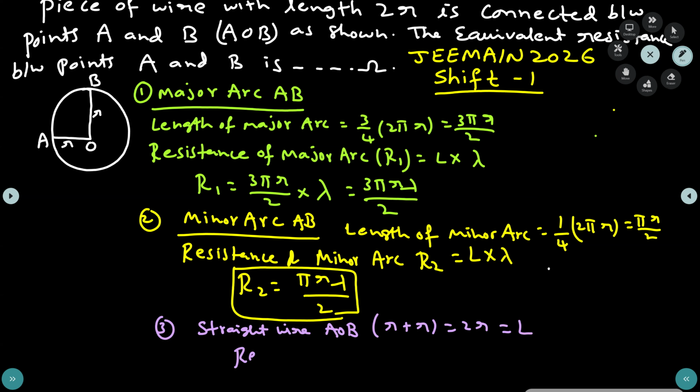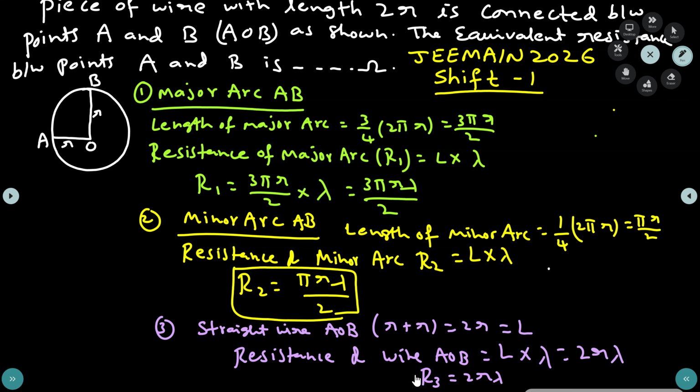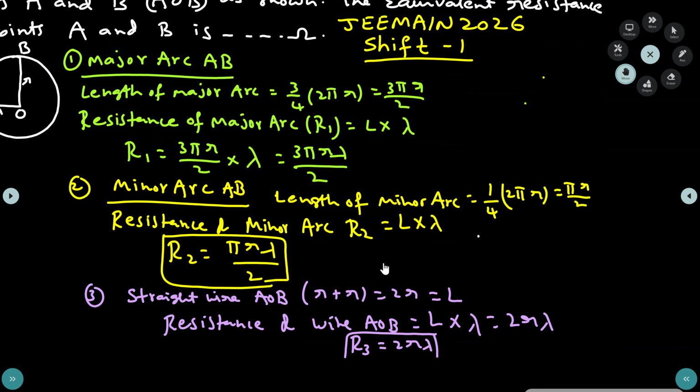Again, the resistance of the AOB path is equal to length into lambda, which is 2r lambda. You can take it as R3. The resistance of the wire in the third case, R3, is equal to 2r lambda. Here clearly you can observe one thing: these three different paths are between A and B only. All three cases are connected between A and B.